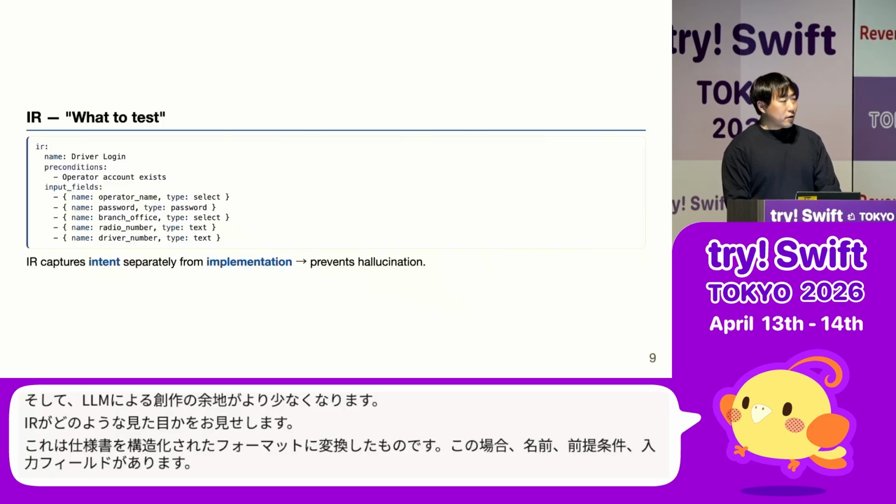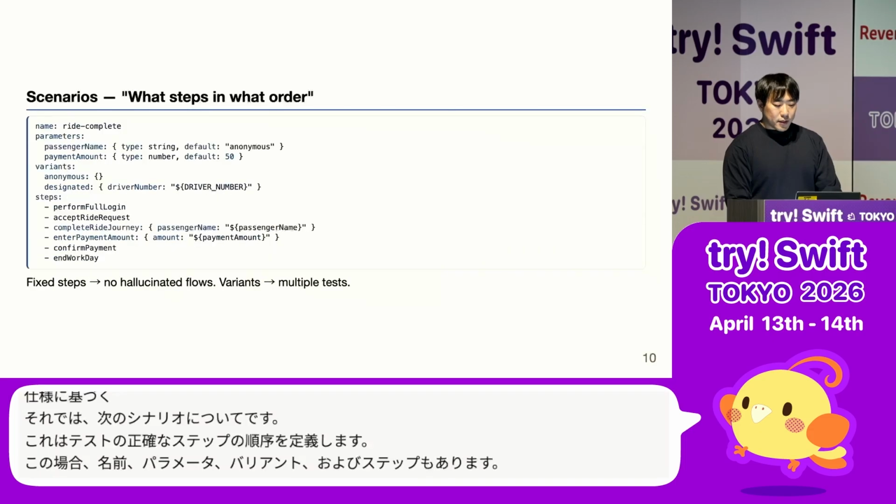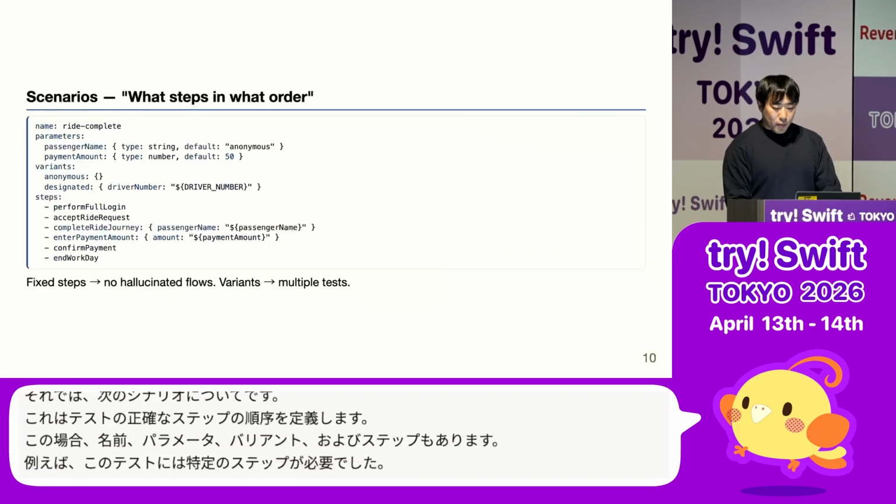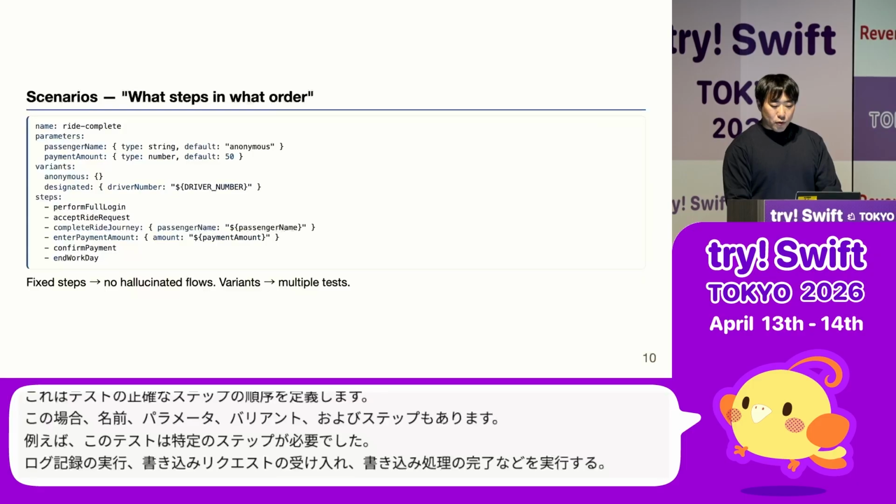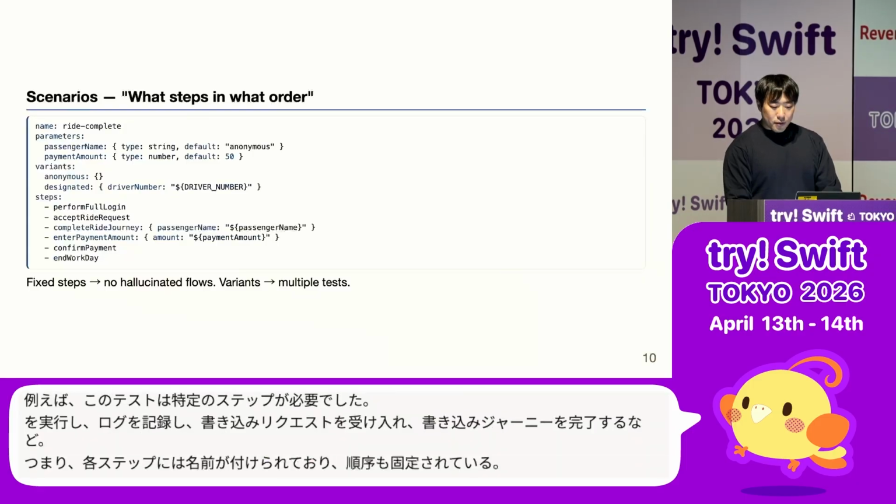So next one is scenario. This defines the exact sequence of steps for our test. In this case, we have name, parameters, variants, and also steps. For example, this test would require specific steps to run: perform login, accept ride request, complete ride journey, etc. Each step is named, and the order is fixed. The LLM doesn't decide the flow. This file fixes it.